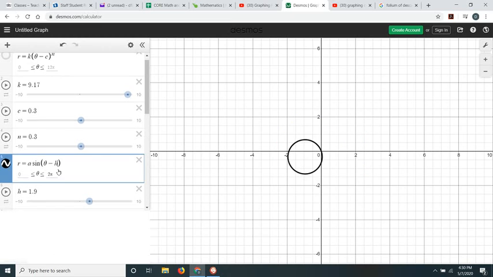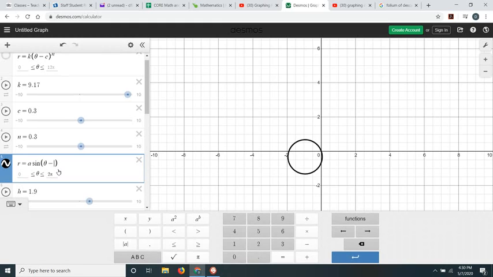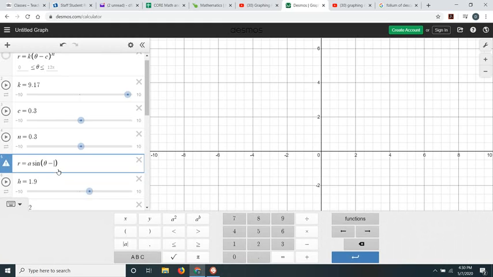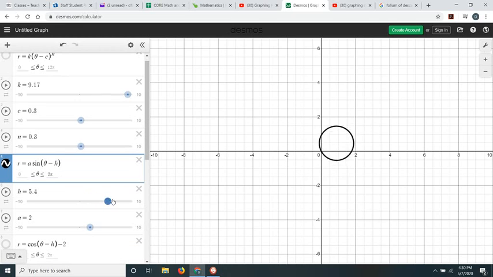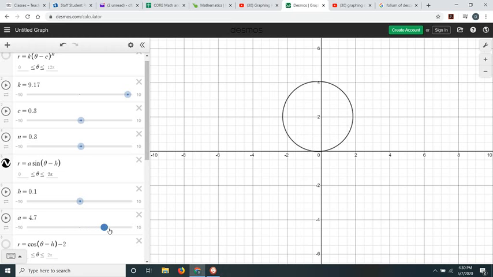Let's see what happens if I change b. Oh, wait, I had a slider bar. Let's see if anything interesting happens. Well, you might find that interesting. And then what happens with a? Oh, a is the radius, right? Okay, so you might have already known that from last time.